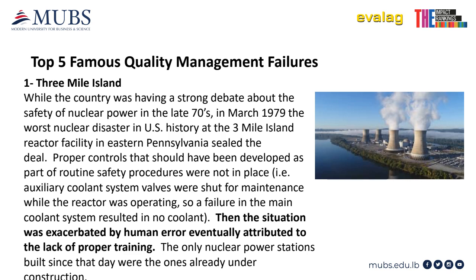What happened in March 1979 was the worst nuclear disaster in the US, at Three Mile Island. The facility in Eastern Pennsylvania had a very bad experience and problem. Maybe you've read about this before. In fact, proper controls that should have been developed as part of routine safety procedures were not in place. We're talking here about quality control and also quality assurance to check safety.